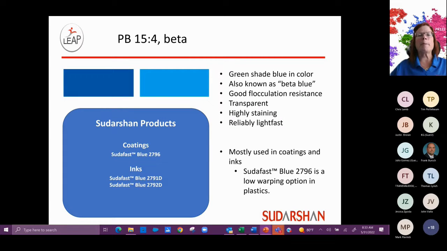And then lastly, the Pigment Blue 15.4s. These are primarily used in coatings and inks. These are highly known for good flocculation resistance. One of the things that we have noticed lately is that our Sudafast Blue 2796 also happens to be a very good option for low warping for plastics. So as I mentioned, this was developed for a coatings application. However, it does have a good use for plastics as well.